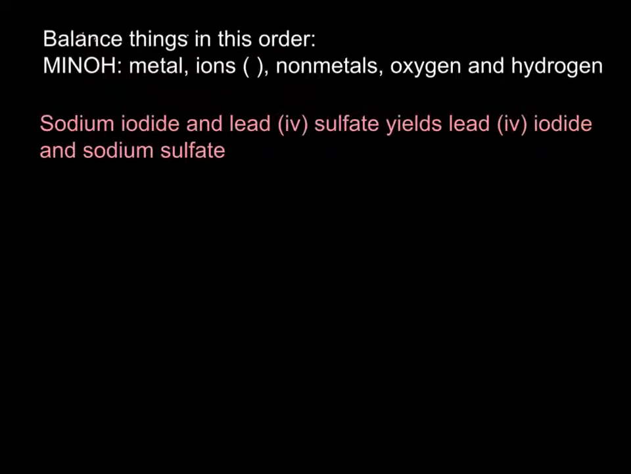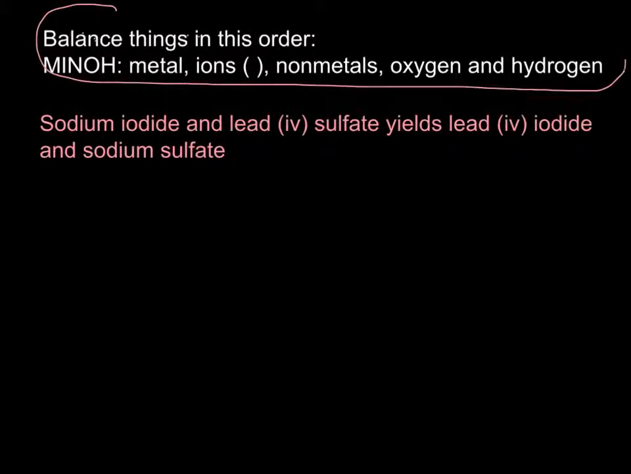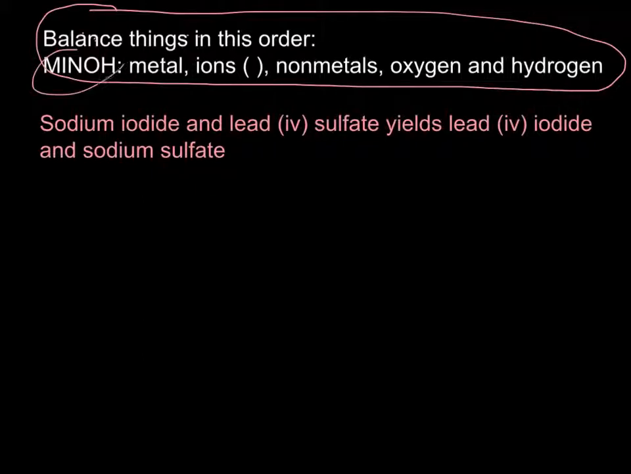Here's a harder problem. You're going to remember that there's an order in which to balance things. We're going to start with metals, then polyatomic ions, then nonmetals, then oxygen, then hydrogen. This is something you're going to want to remember. First, let's write our equation. You're going to need your pink sheet with the ions if you don't remember all of these.